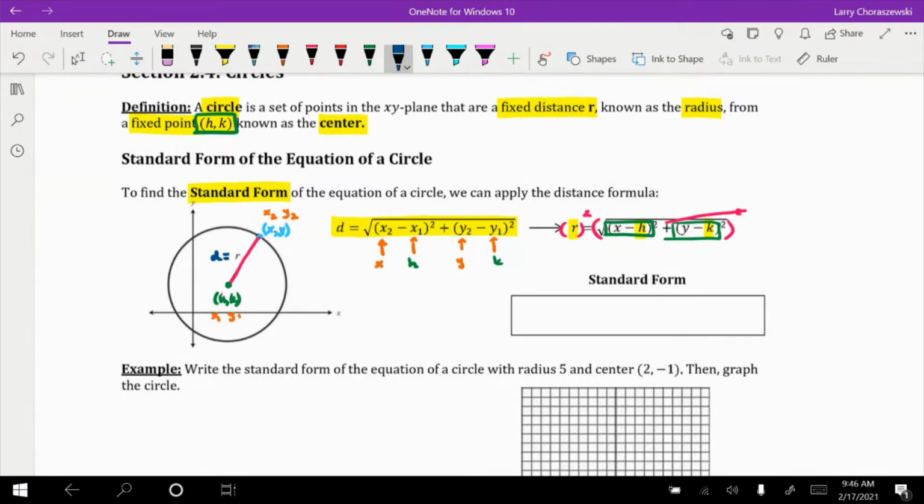And here comes the official standard form of a circle. I'm going to flip it, and I'm going to write the version without the radical. When the radical's gone, we're left with x minus h quantity squared plus y minus k quantity squared. And because we eliminated the square root by squaring each side, we have r squared on the right.